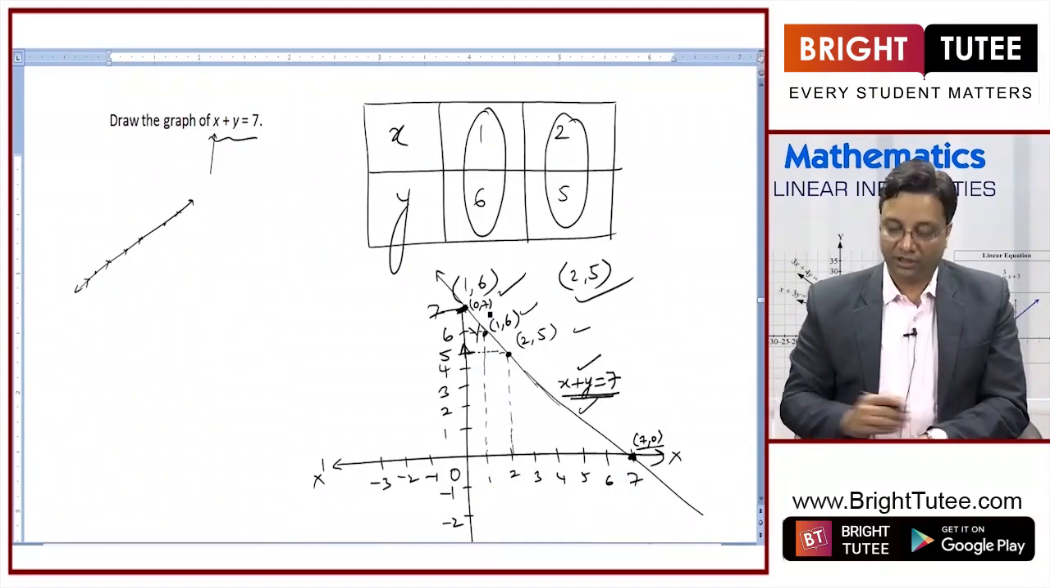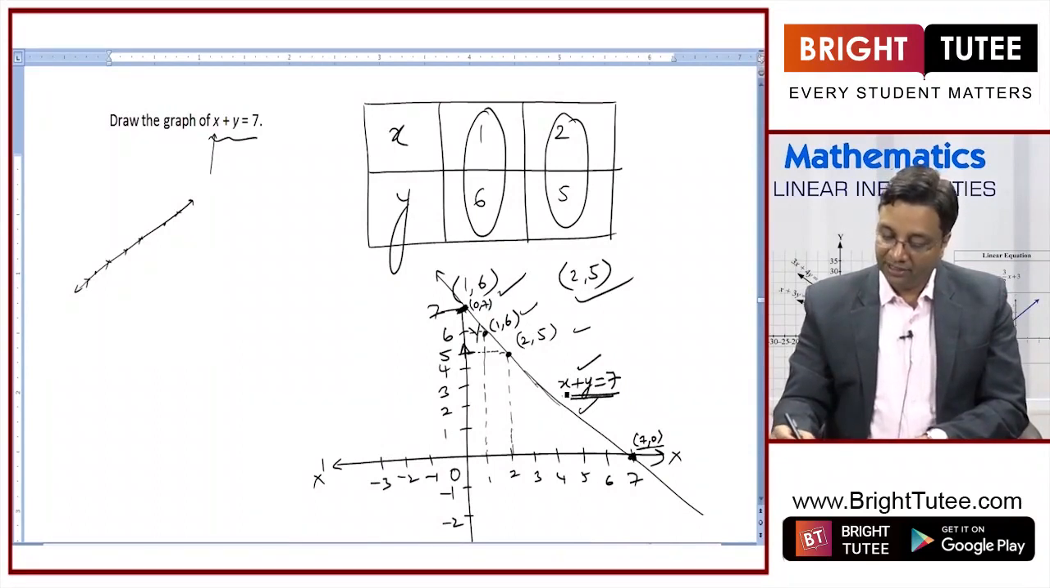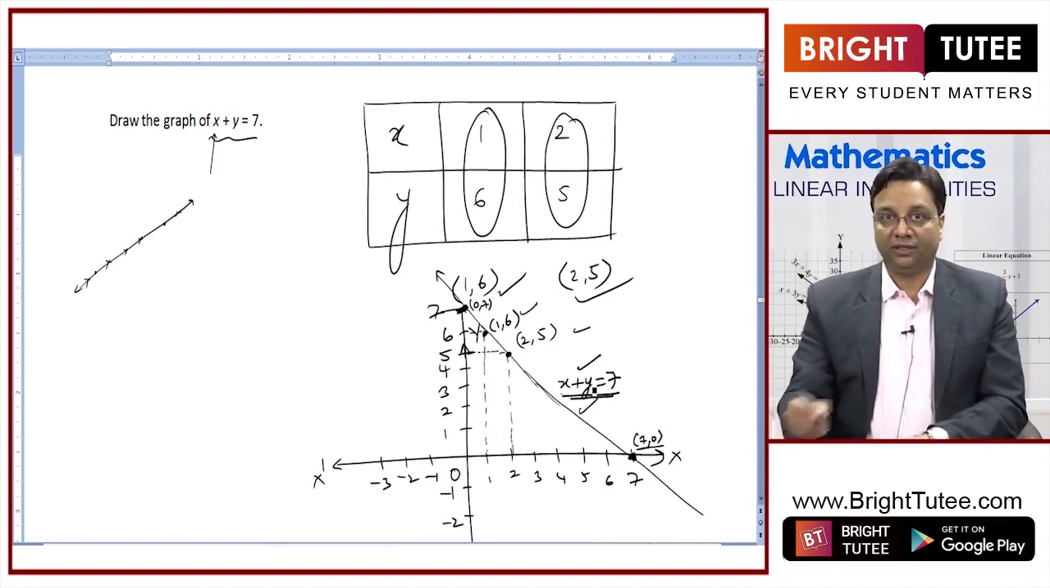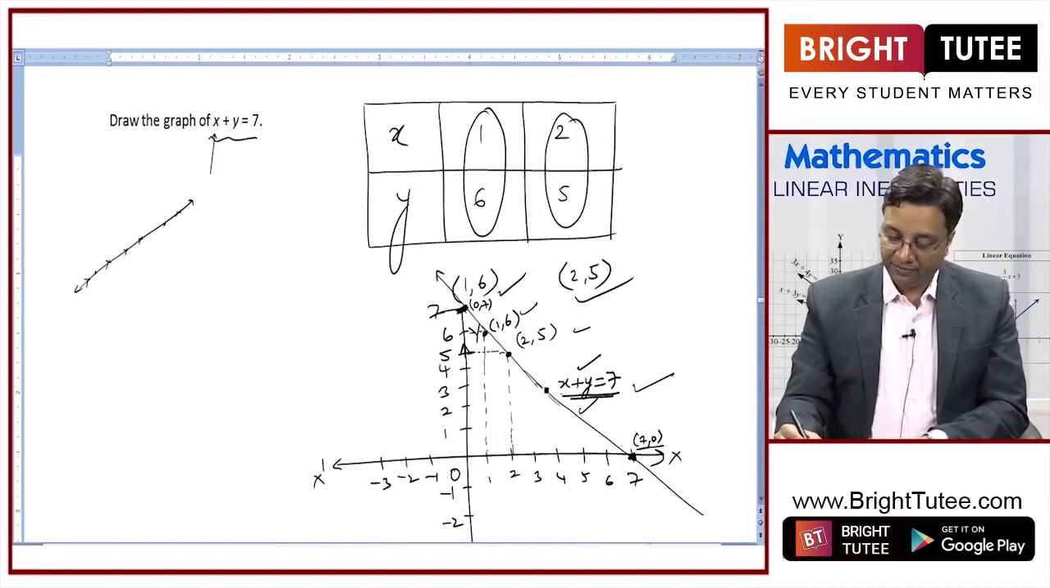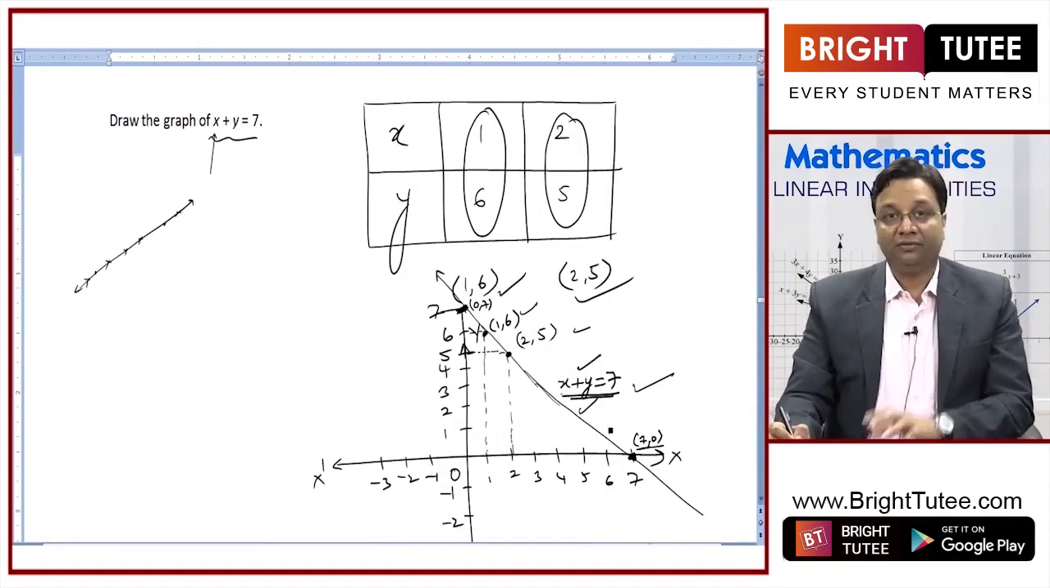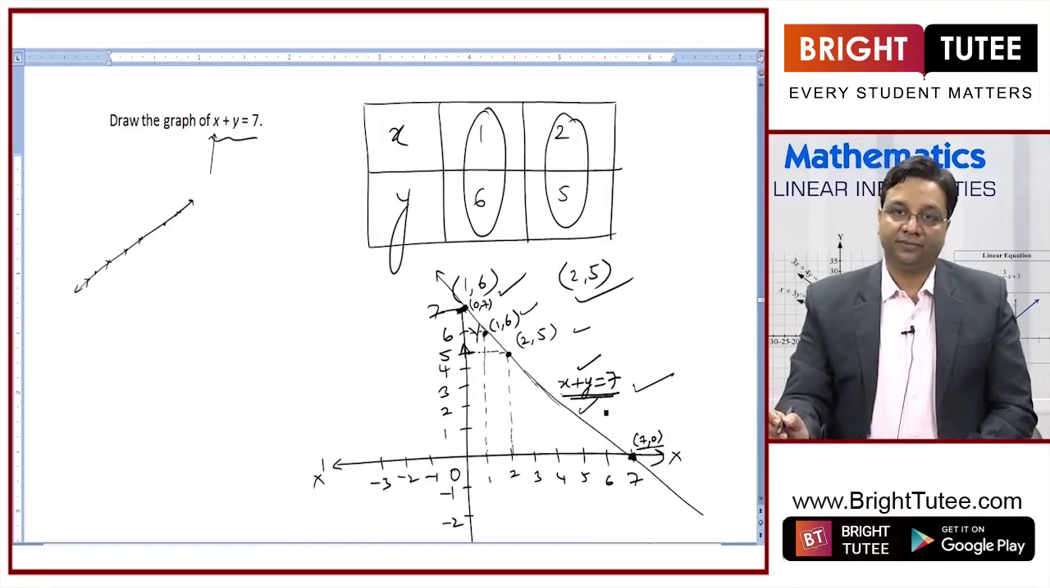This point is (0, 7), and it will also satisfy this equation. If you put x equal to 0, y will be equal to 7, right? So this is the graph of this equation, and every point on this line will be a solution of this equation, right?